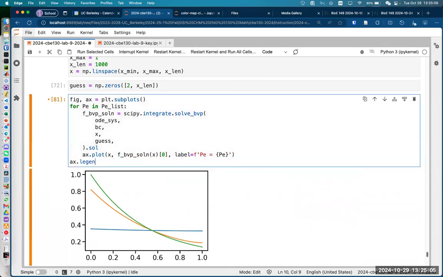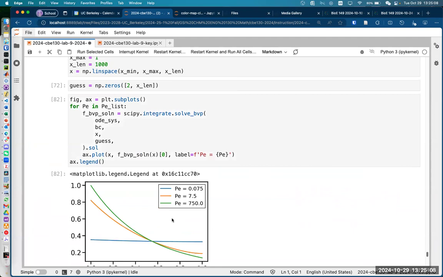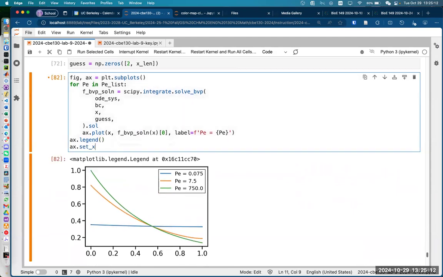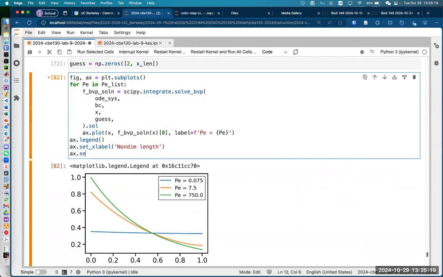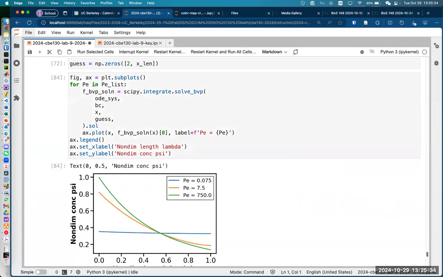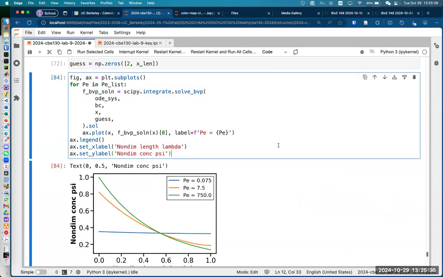And we can define a legend so that it shows what the Peclet numbers are. And then set the labels. The x label is non-dimensionalized length and the y label is non-dimensionalized concentration. And these are psi and lambda. Okay, any questions?